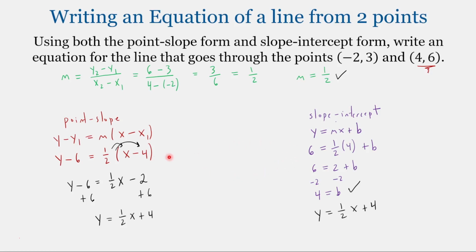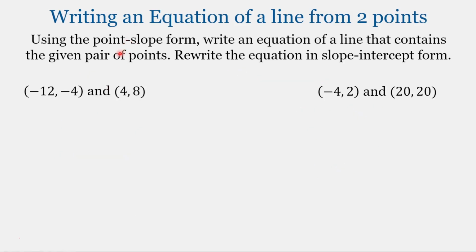It does not matter which method you use. I almost always choose to use the point-slope method. But for right now, you should practice with both of them and decide which one you like the best. Let's try two more. And for each of these pairs of points, we're going to use that point-slope form. So in this case, practice with that point-slope form and write an equation of a line that contains the given pair of points. And then after you have it written in point-slope form, rewrite the equation in slope-intercept form.